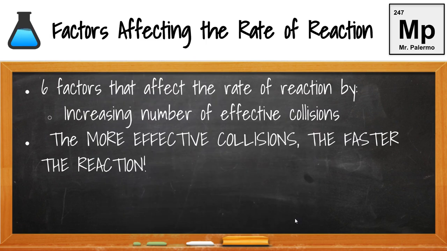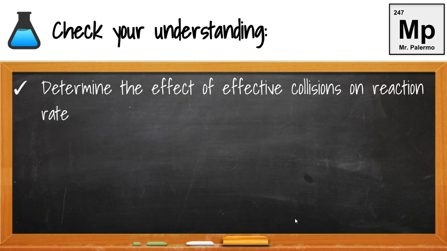So there are 6 factors that will affect the rate of our reaction. They do this by increasing the number of effective collisions that are happening. The more effective collisions we have, the faster the reaction will take place. Again, remember, there are collisions happening all the time, but not always effectively. So the more times you collide, the better chance you will have an effective collision, and then of course the faster the reaction will take place.